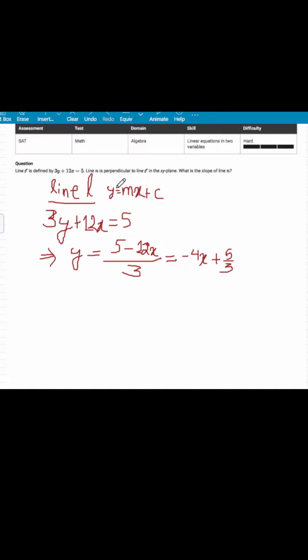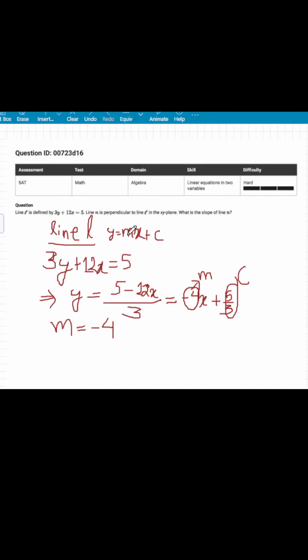Now it is of the slope intercept form y equal to mx plus c. So minus 4 is m and this is c. So m is equal to minus 4, which is the slope. Now we are told to find the slope of line n, which is perpendicular to L.